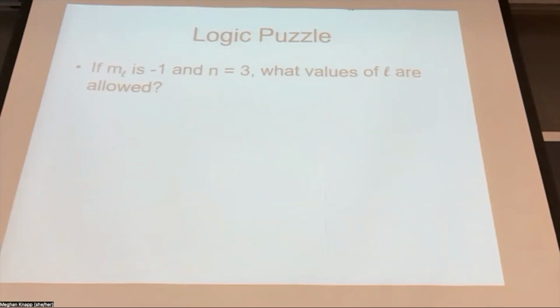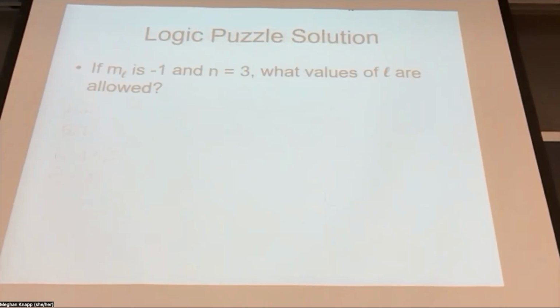Okay, so here's our logic puzzle. If M sub L is -1 and N is equal to 3, what values of L are allowed? All right, so let's look at N first. Since L has to be less than N, think about what are the possible values for L. Come up with 0, 1, 2.